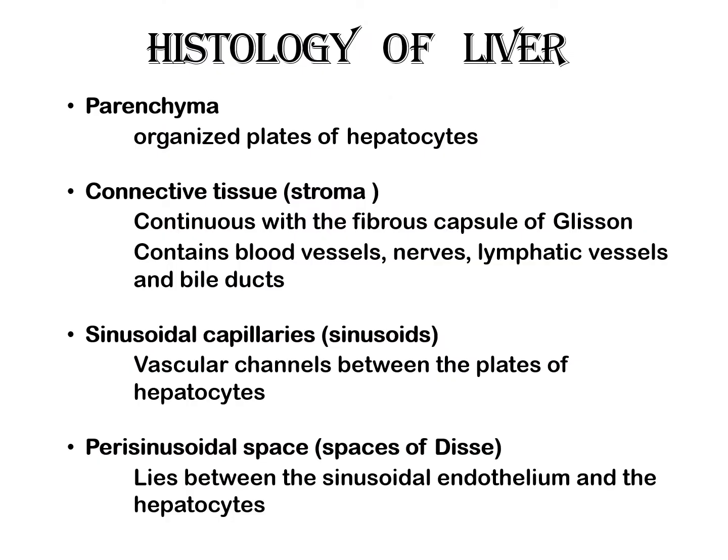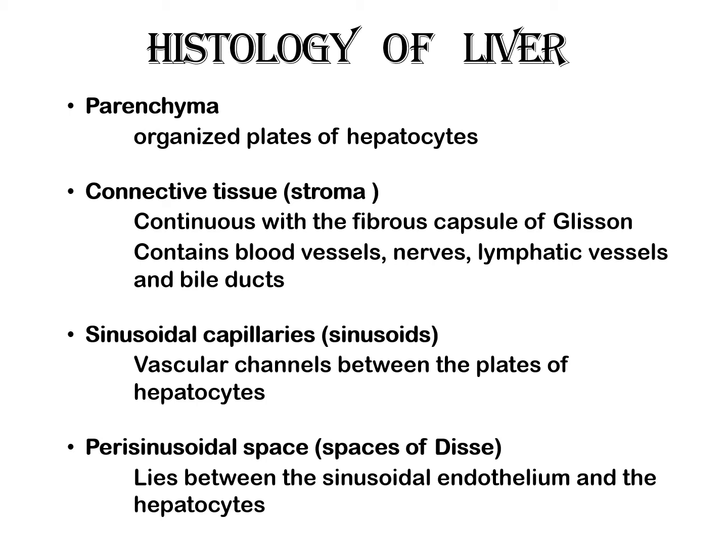Histology of liver. Histologically, we can see the following structures in the liver. First, parenchyma; second, connective tissue or the stroma; third, sinusoidal capillaries or sinusoids; and fourth, perisinusoidal space or spaces of Disse. The first, parenchyma. The liver parenchymal cells are also called hepatocytes. These are organized plates of hepatocytes. The hepatocytes are polygonal cells with a central nucleus.